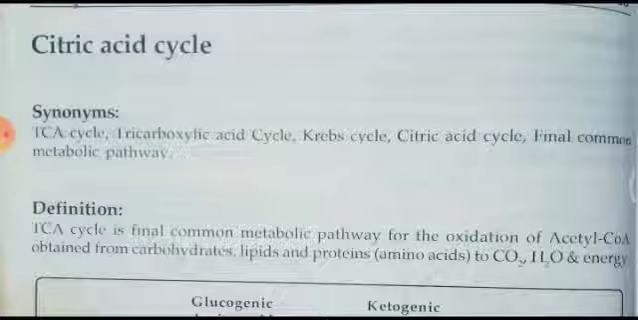Let us discuss. Definition: TCA cycle is the final common metabolic pathway for oxidation of acetyl-CoA obtained from carbohydrates, lipids, and proteins to carbon dioxide, water, and energy. It means the major biomolecules, carbohydrates, lipids, and proteins, which enter metabolic pathways, will have a common metabolic pathway as the citric acid cycle, in which products like carbon dioxide, water, and energy are produced.